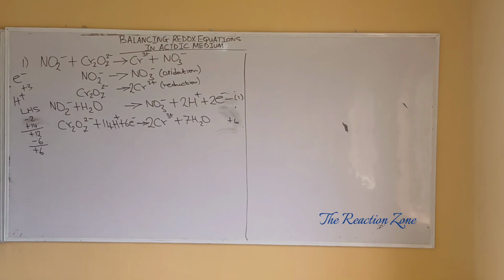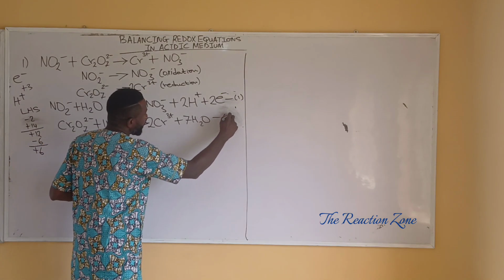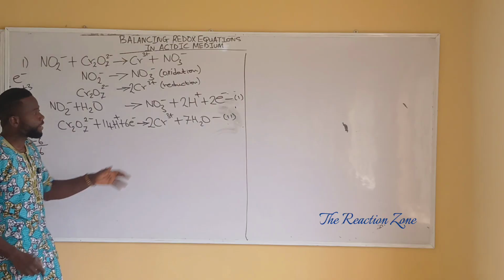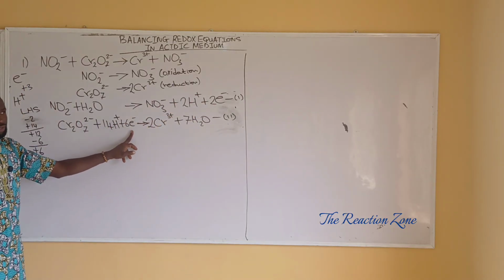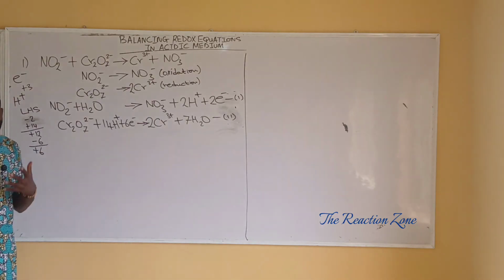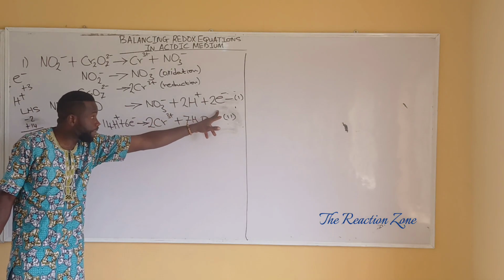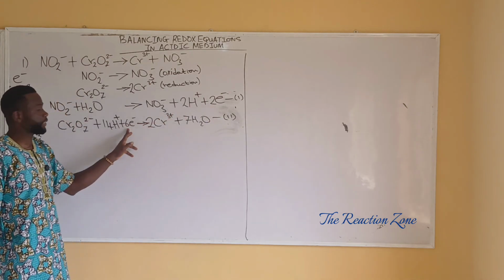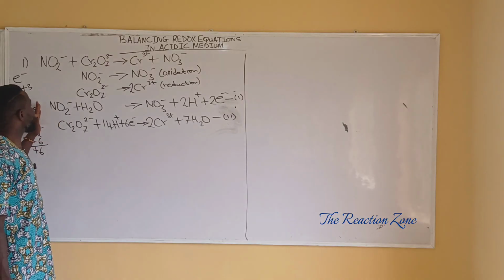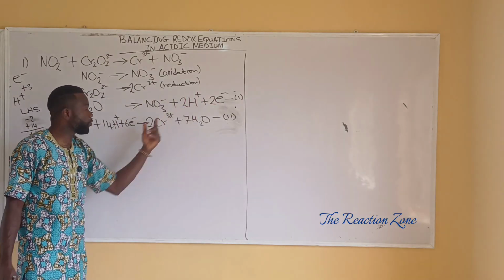The next thing we have to do is to ensure that the electrons in both equations are the same. In equation 1, there are 2 electrons. In equation 2, 6 electrons. So, what exactly are we going to do to ensure that the number of electrons in equation 1 is the same as the number of electrons in equation 2? 2 is a factor of 6. So, if you multiply equation 1 by 3, it means that the number of electrons in both equations will be the same.